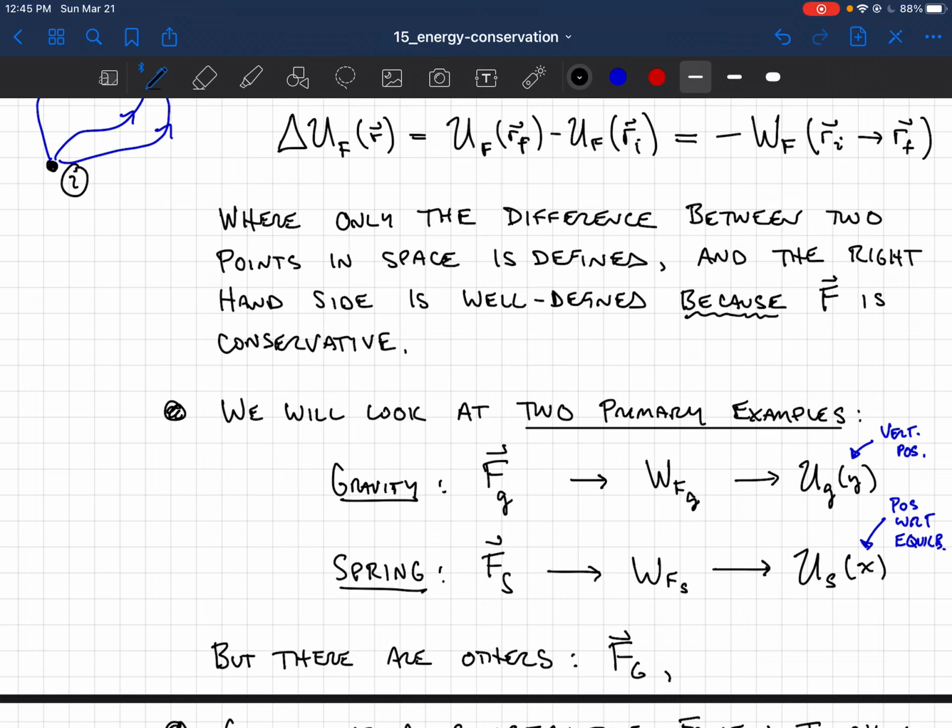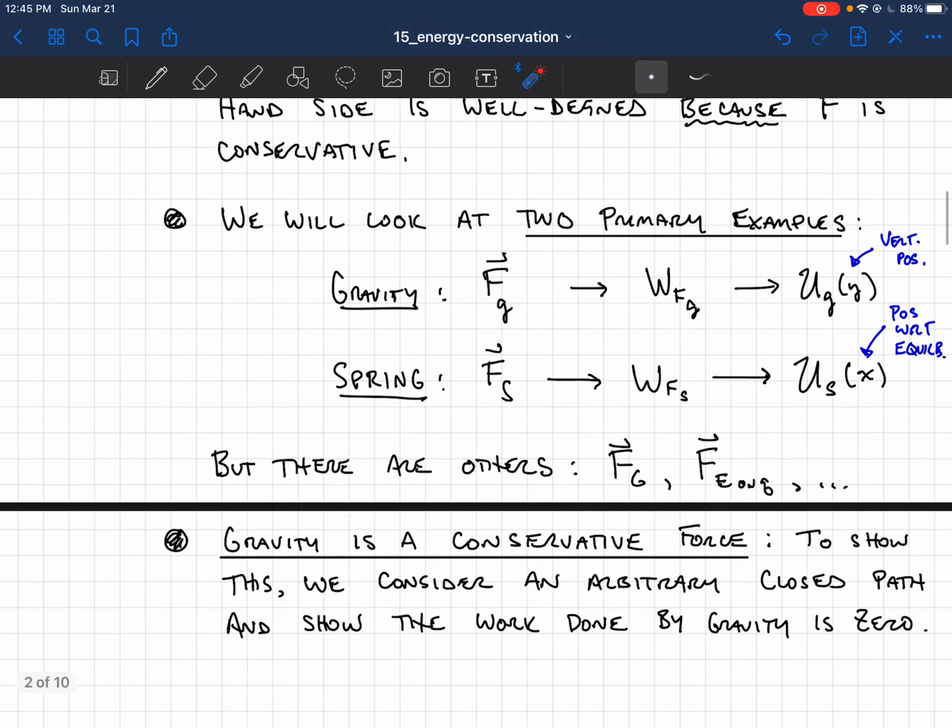One that you'll encounter early in next semester is the force due to an electric field. So the force of an electric field on a charge, that's a conservative force, and we'll talk about potential energy in that case. And there are other ones, but we'll focus mostly on these two right here.